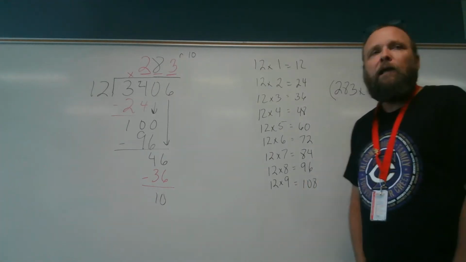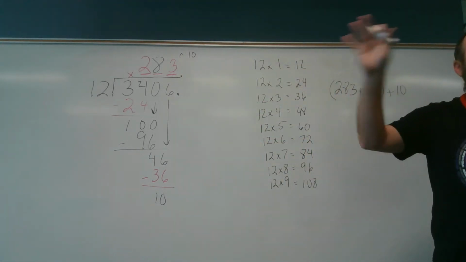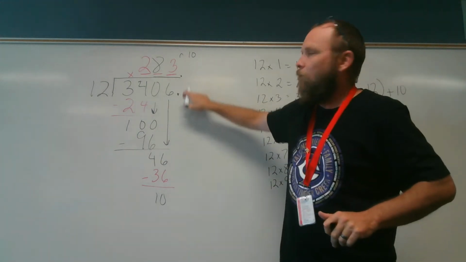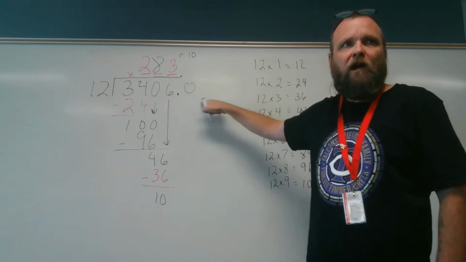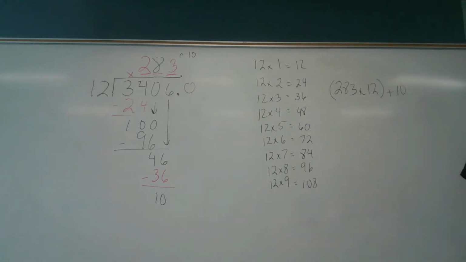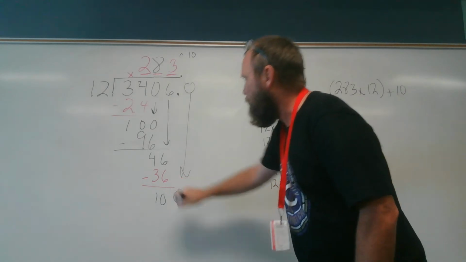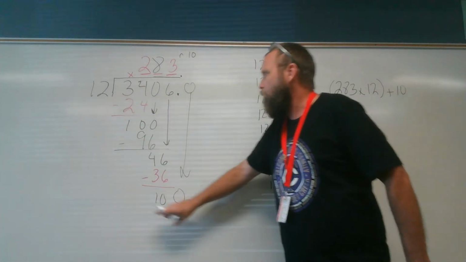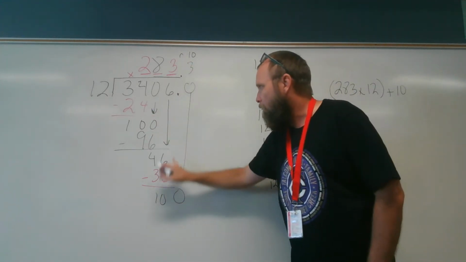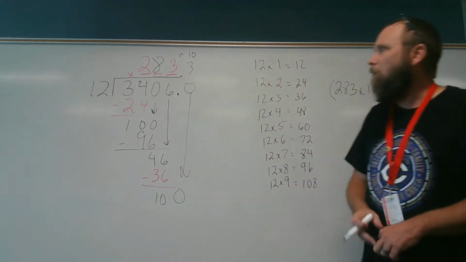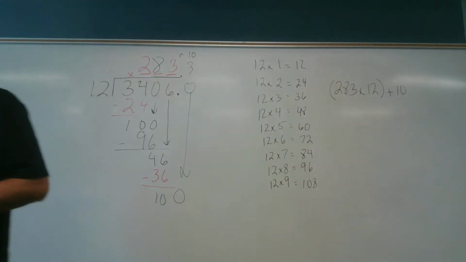Because if I added a decimal point here, and we're going off script a little bit, that's the ones place, and I added another zero, because that doesn't change the value, 3,406 is the same as 3,406 and 0 tenths. If I brought this down, I would have 100. And then I'd take 12 into 100, which would go 3 times again, and that would be 36 again, and it would be 96 again, and I'd keep subtracting and keep getting 3s. It'll go on forever.